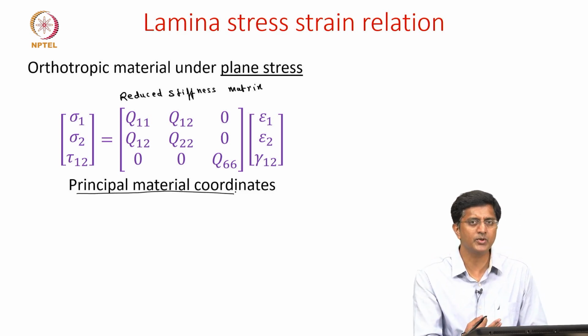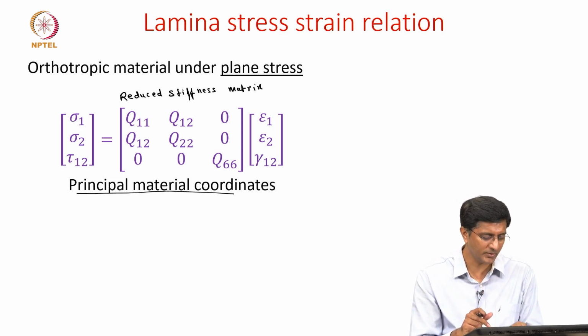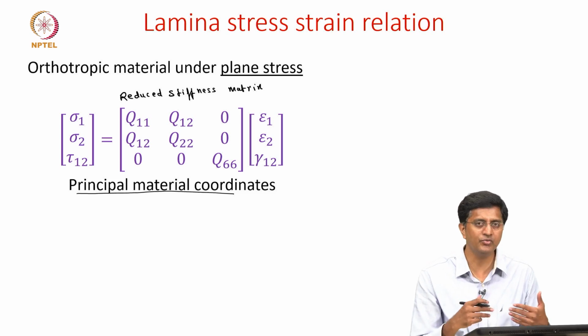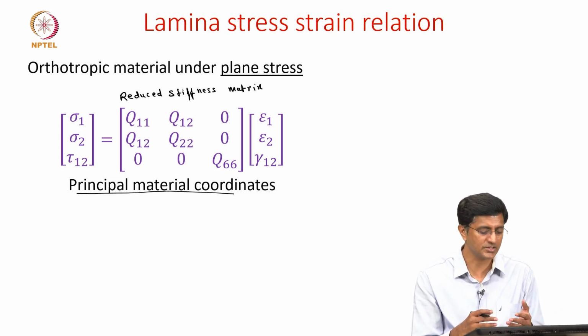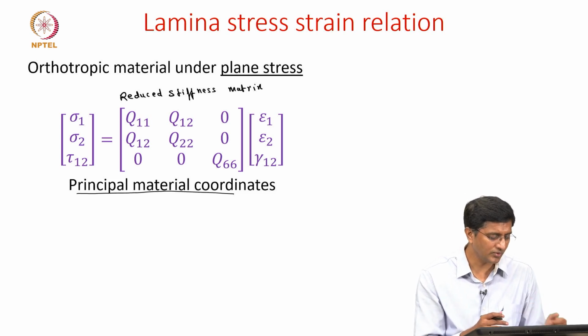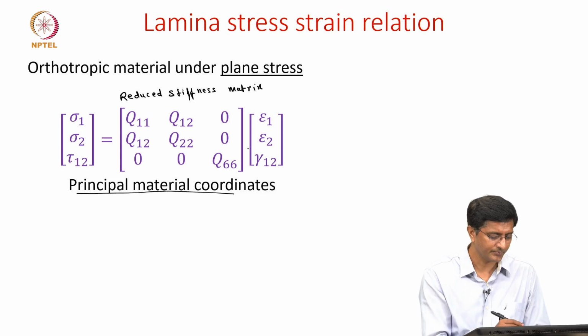What are principal material coordinates? Meaning that the stresses and strains we are looking at are along the fibers and perpendicular to the fibers. These directions, along the fibers and perpendicular to the fibers, we call principal material directions. And if we have chosen this coordinate system for our stresses and strains, then we end up with this stress strain relation in the principal material coordinates.